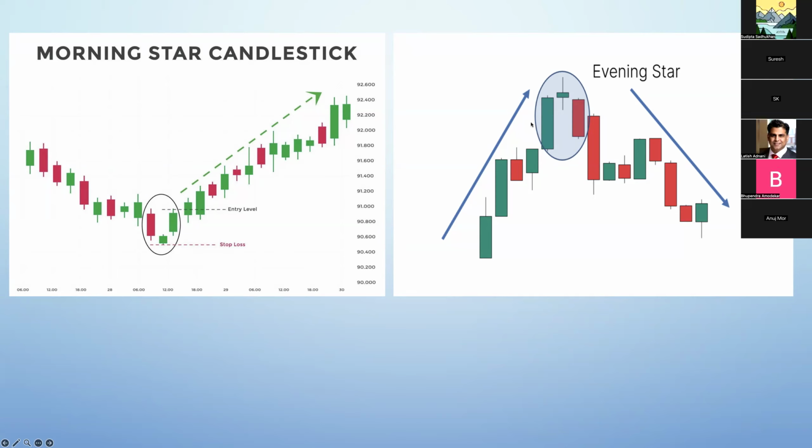Not only morning star and evening star, there are n number of charting patterns. You can refer to any technical analysis book and learn all those charting patterns. I've just included one, and there are many. So you can just go through any basic technical analysis book. You will see a lot of these chart patterns.